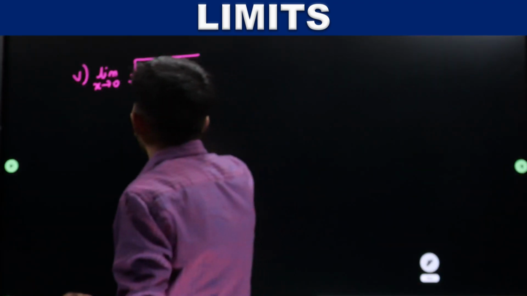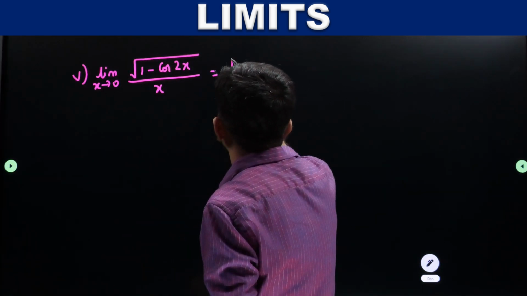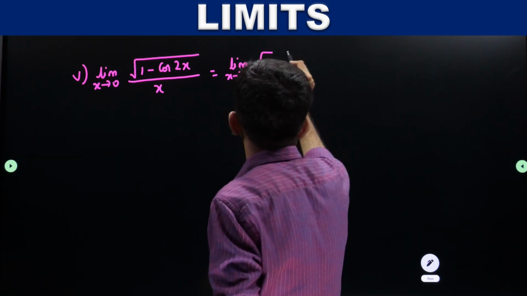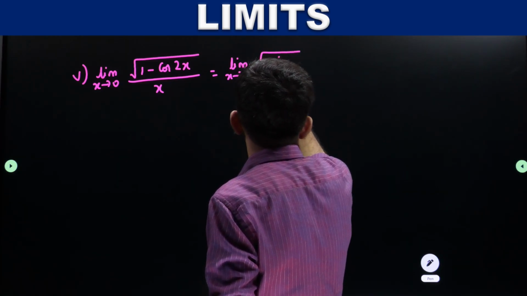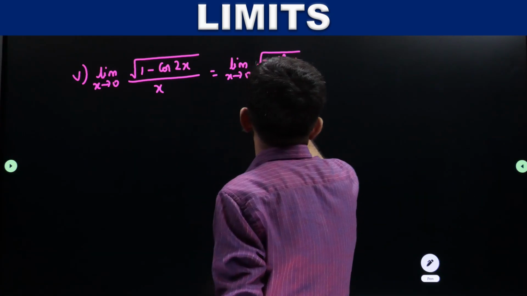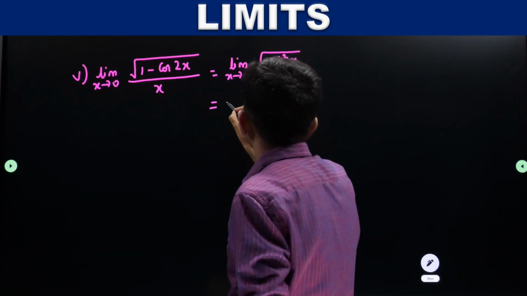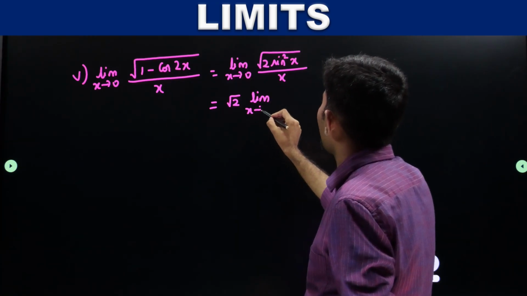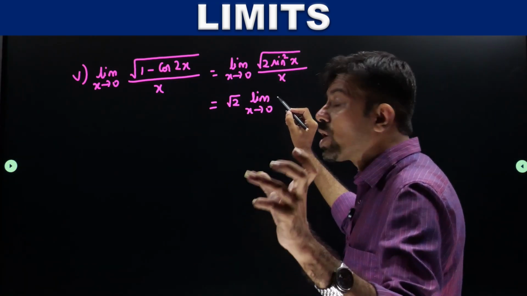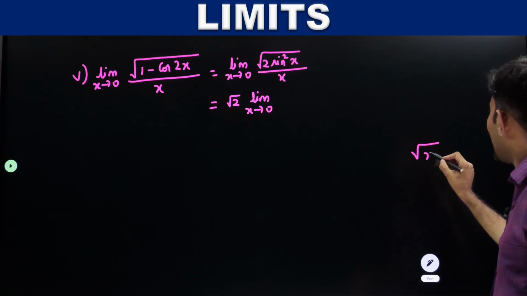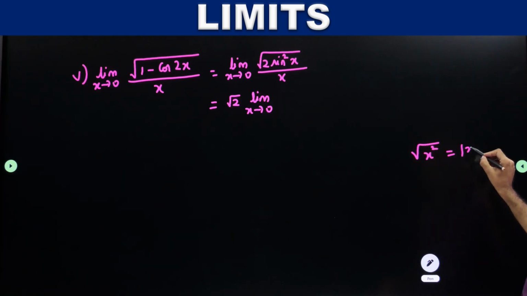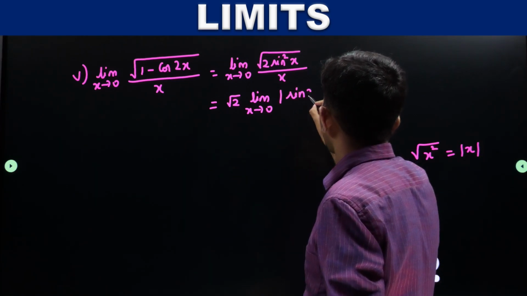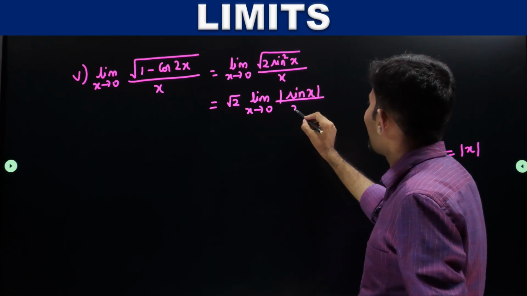So in that case, 1 minus cos 2x is 2 sin square x. 2 sin square x divided by x, which is equal to root 2 into limit x tends to 0, root of sin square x I'm getting. Remember that root of x square is going to be equal to mod x. Root of sin square x is mod of sin x. Mod of sin x divided by x.